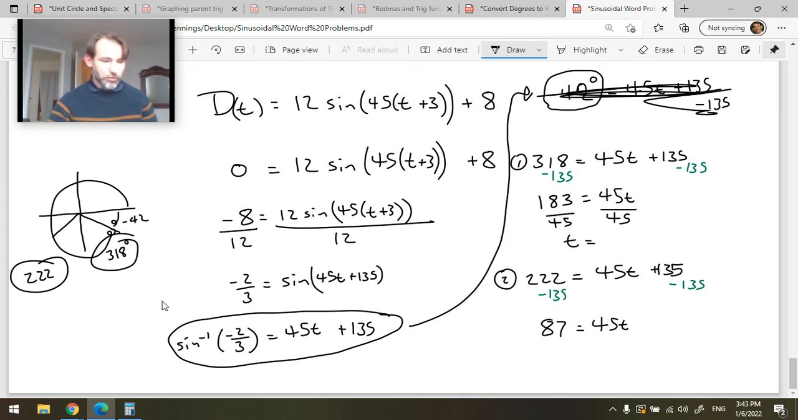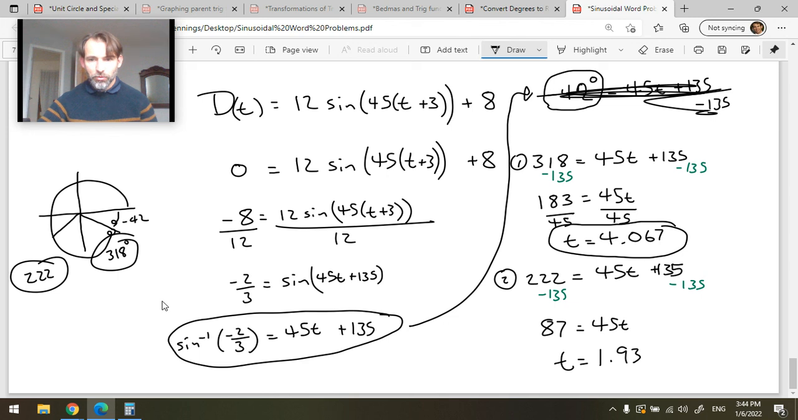So t equals, I'm going to punch on my calculator here, 183 divided by 45, 4.0666666, so we're going to round that. We're going to circle it. That's one of our solutions. And then this one gives us the other one. 87 divided by 45 is a little bit less than 2. So t is equal to 1.93 repeating. Okay, there's my other solution.